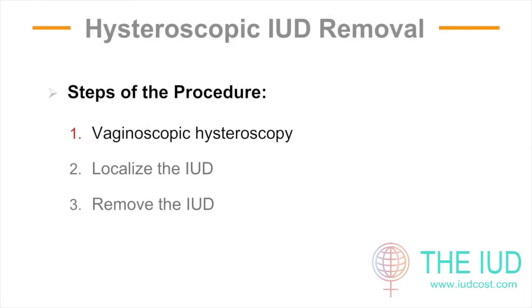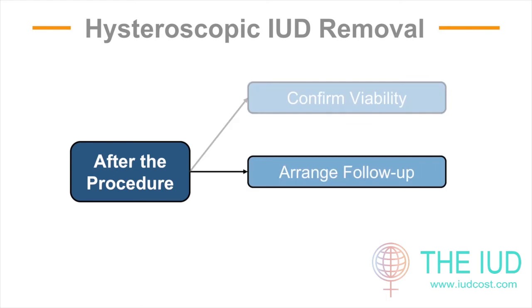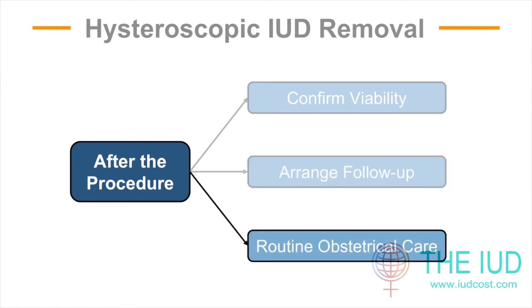To review the steps of the procedure, Step 1 is vaginoscopic hysteroscopy. Step 2 is IUD localization, and Step 3 is IUD removal. After the procedure, all patients have viability confirmed. They undergo same-day discharge with a follow-up ultrasound and visit arranged 2 weeks later. If all is well, patients and their obstetricians are advised to resume routine obstetrical care.